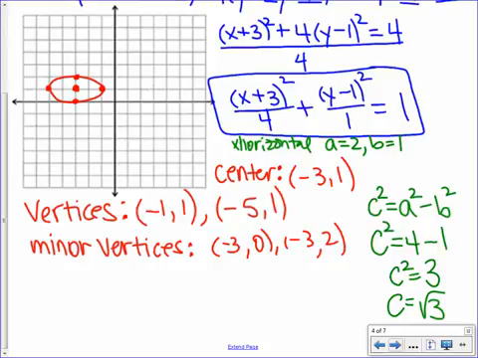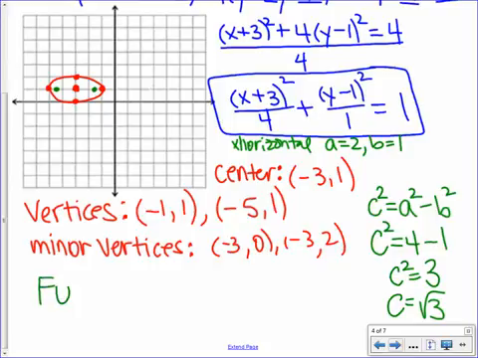3 is more than 1, but less than 4. So radical 3 is going to be between what two numbers? 1 and 2. Okay, radical 4 would be 2. It's less than that. So we're just going to plot some points a little bit more than 1 away for our foci.